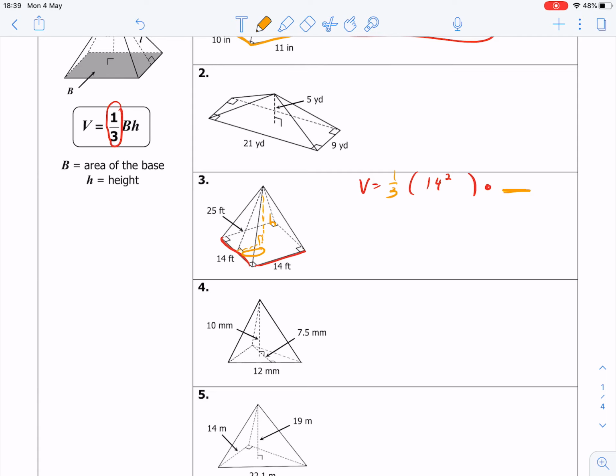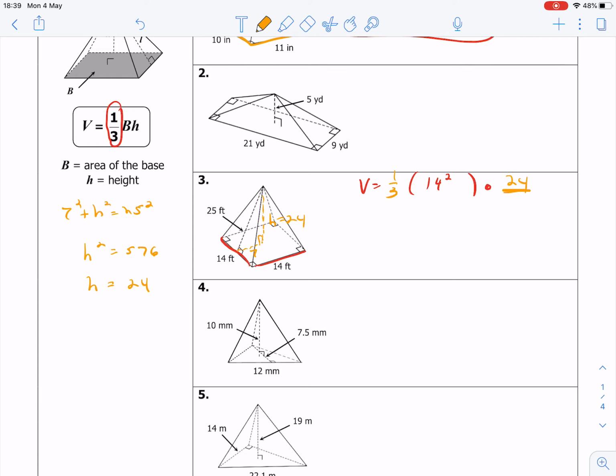The vertex is going to be right in the middle, so it's going to be half of 14. So half of 14 is just going to be 7. So this is going to be 7. So it's going to be 7 squared plus h squared equals 25 squared, which means h squared is going to equal 576, which means h is going to equal 24. So nice, we have our height, 24.